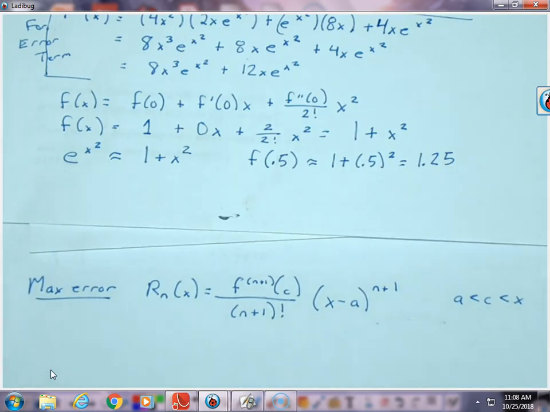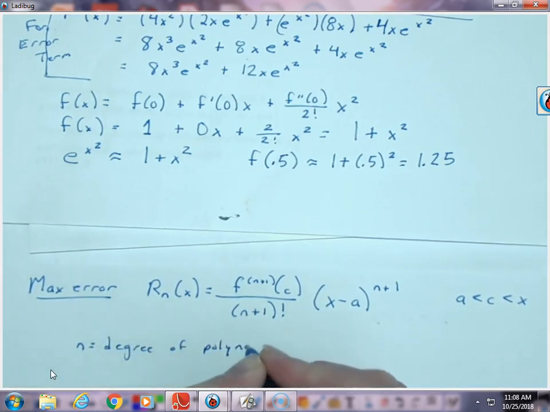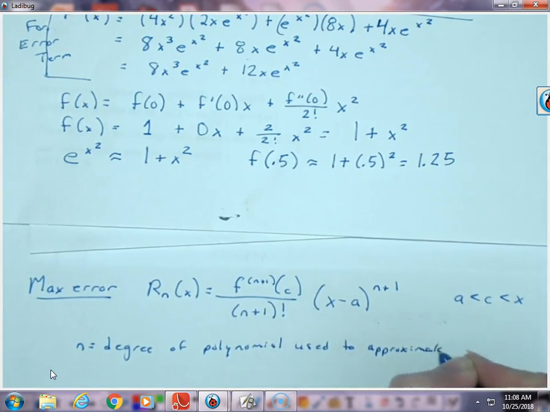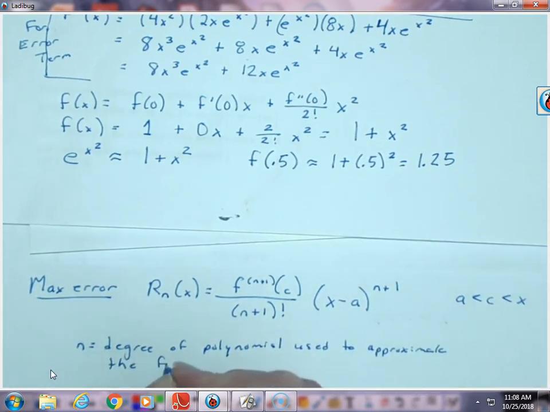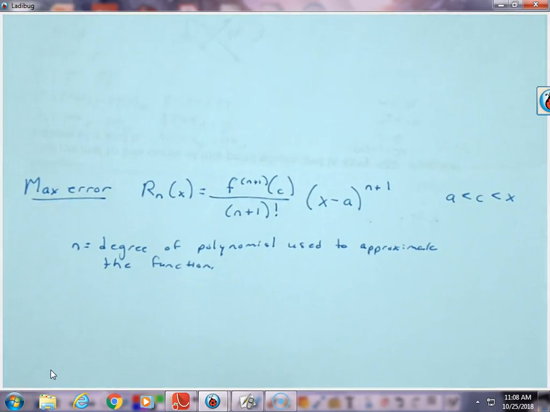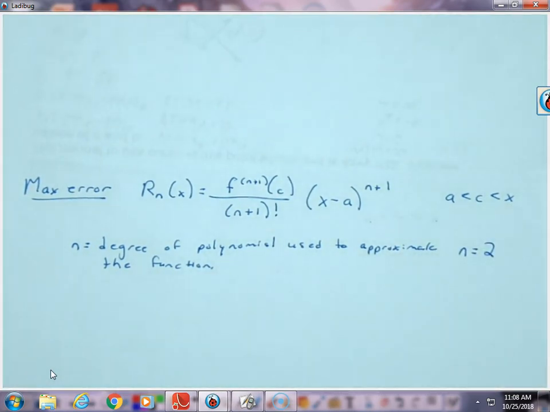Okay, and I'm going to define all the variables for you. N is the degree of the polynomial used to approximate the function. So what is N for me? 2. My N is 2 because they asked for a second degree polynomial. My polynomial was 1 plus x squared.